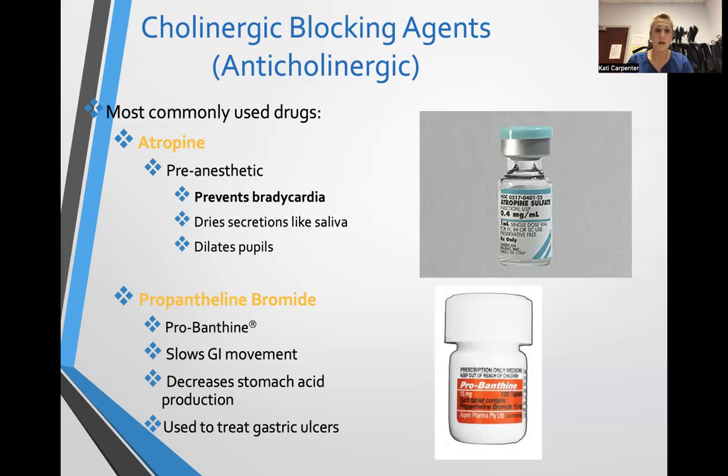This next one down here is propantheline bromide, and it slows GI movement. So it's blocking parasympathetic. So it's not letting the parasympathetic do its job for digest. Decreases stomach acid production. So it's commonly used to treat gastric ulcers.